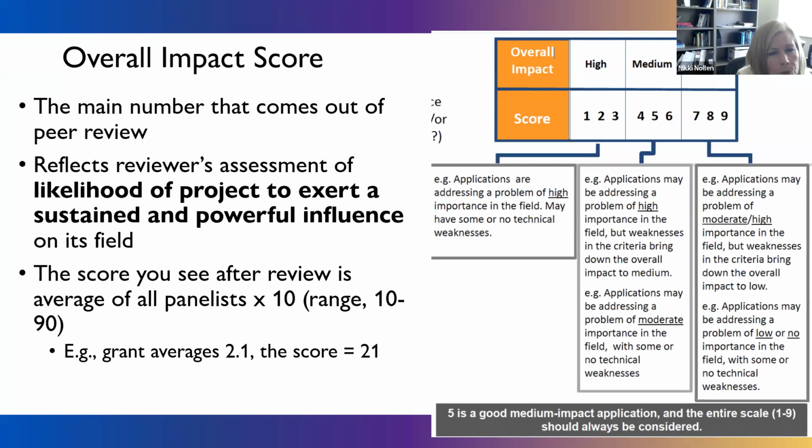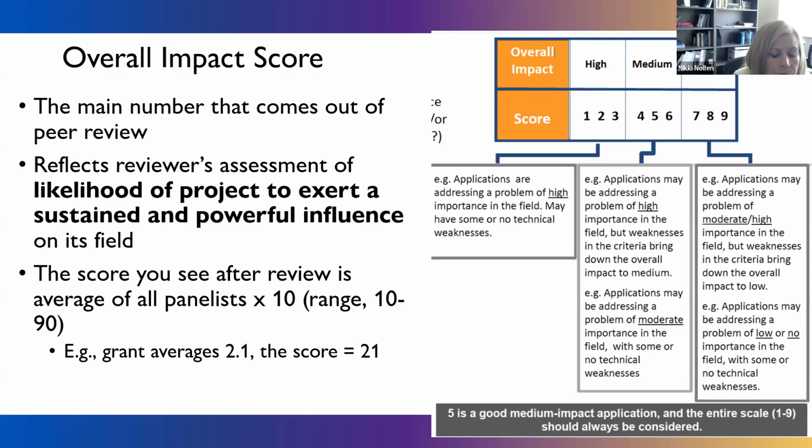you know, with 1, 2, and 3 reflecting applications that have high importance or impact to the field and very few weaknesses. Scores in the 4, 5, and 6 range have high importance in the field, but there are some weaknesses, or they might have moderate importance. And then scores here in the 7, 8, and 9 range are just not believed to be very important in exerting sustained and powerful impact. And there also may be numerous methodological weaknesses.